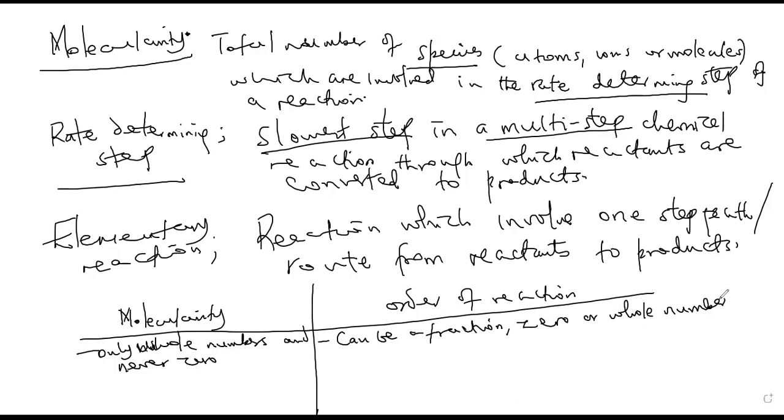Then another thing, you need to know that another difference is from their definition. Molecularity is due to the number of species involved in the rate determining step, whereas the order is the power to which concentration terms are raised. Also, molecularity is determined from a stoichiometric equation, whereas order of reaction is experimentally determined.